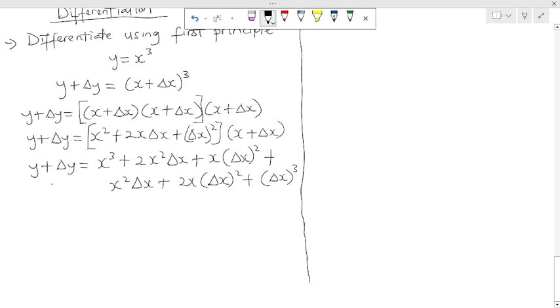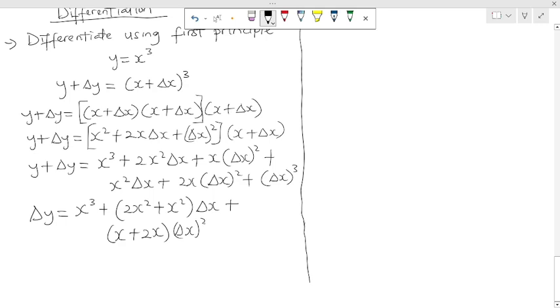So, collecting like terms and taking y to the other side, we have change in y is equal to x cubed plus 2x squared plus x squared change in x plus, coefficient of change in x squared, we have x and 2x, so plus x plus 2x change in x squared plus change in x cubed, but minus y, we recall y is x raised to power 3, minus x raised to power 3.